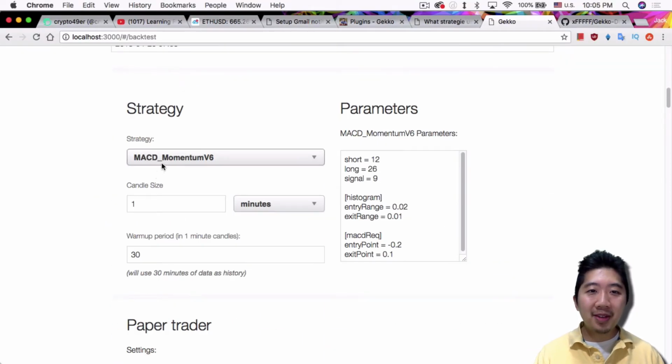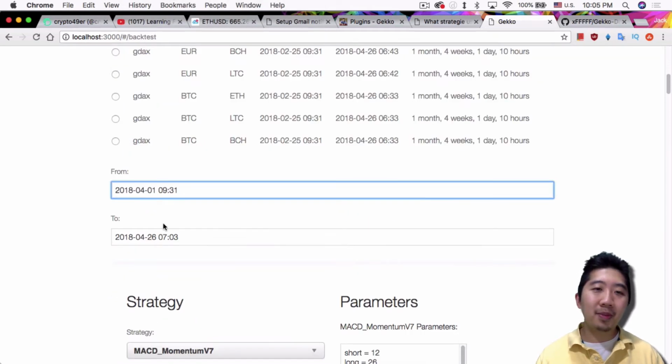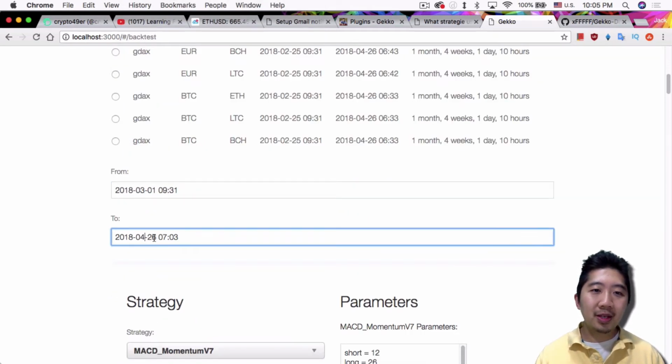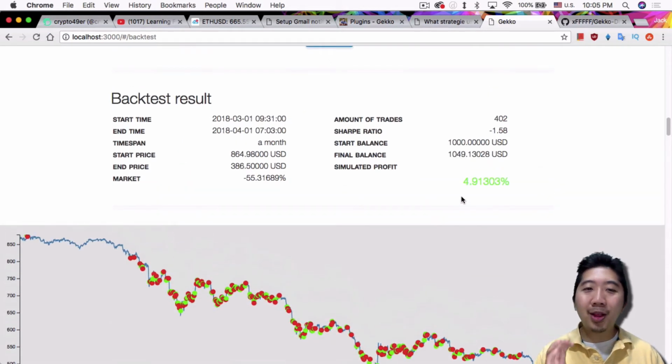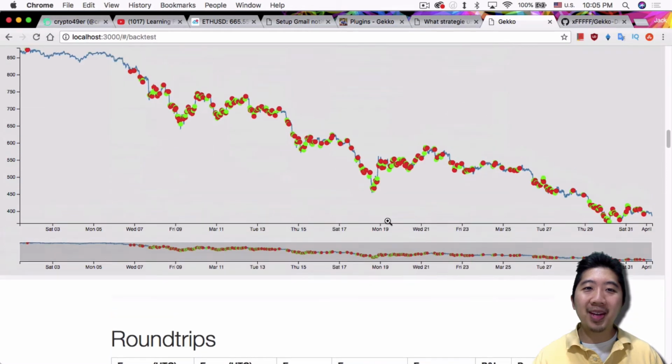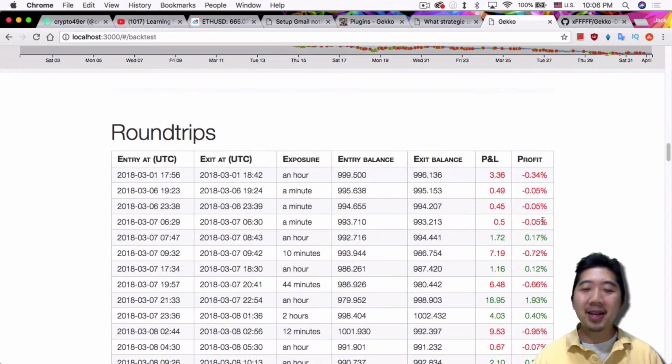But version 7, when I select it and put it through the bear market from March 1st to April 1st, it still was able to make close to 5% during the bear market. And you can see it too. It just did one trade here, then skips a few days, and then just goes straight in and out, and in and out. It made some losses, but it never had a stop loss, as I said.